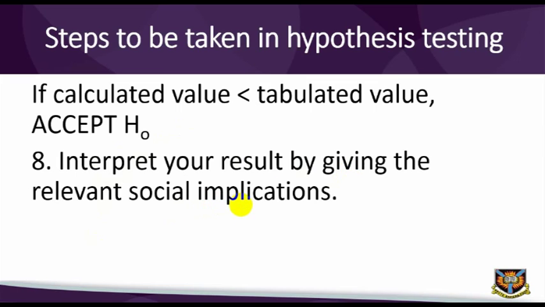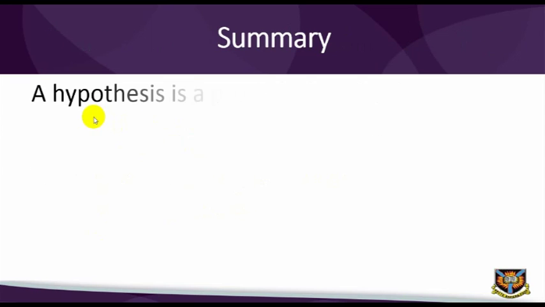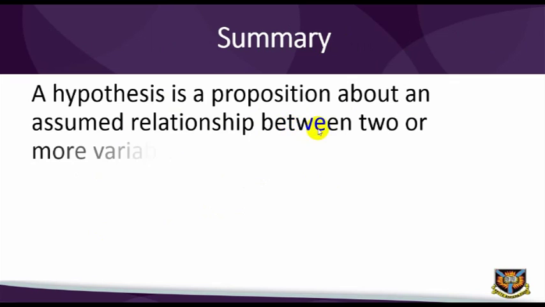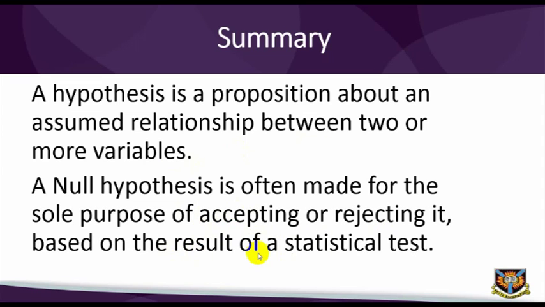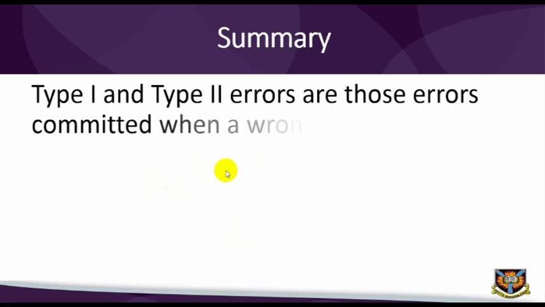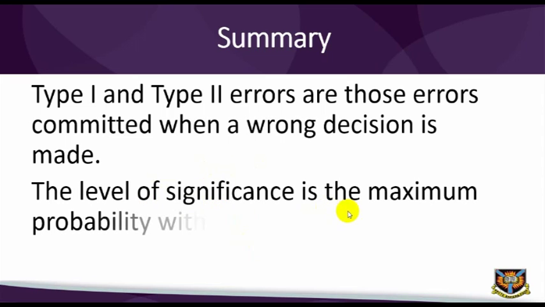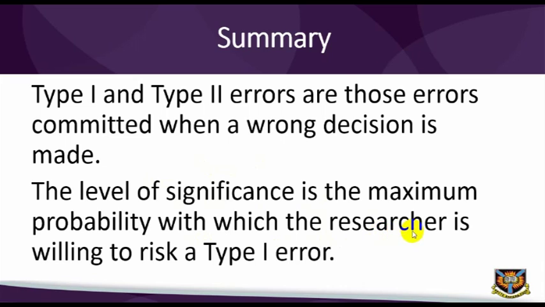Summary. A hypothesis is a proposition about an assumed relationship between two or more variables. A null hypothesis is often made for the sole purpose of accepting or rejecting it based on the result of a statistical test. A good hypothesis must be politically relevant, plausible, non-tautological, and adhere to a single set of cases. Type 1 and Type 2 errors are those errors committed when a wrong decision is made. The level of significance is the maximum probability with which the researcher is willing to risk a Type 1 error.